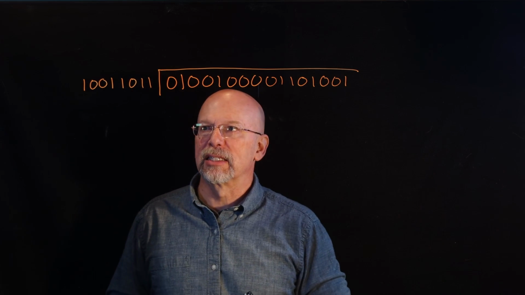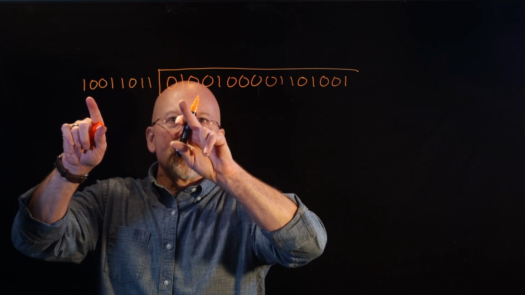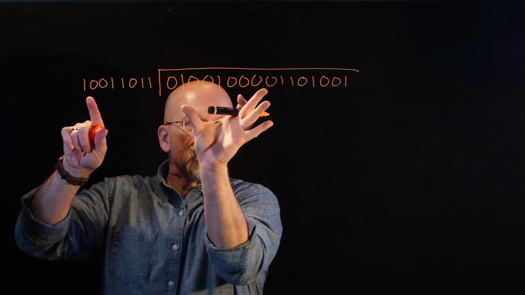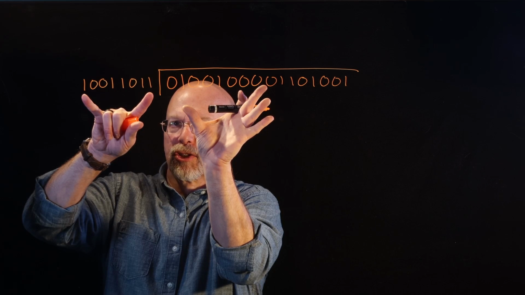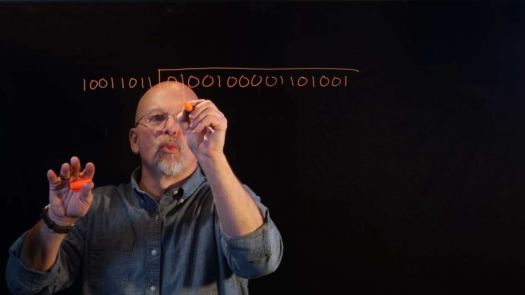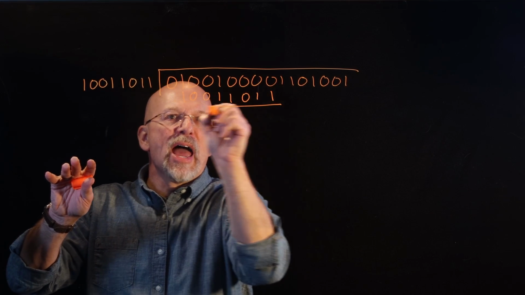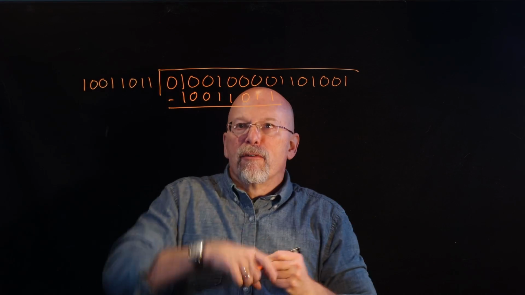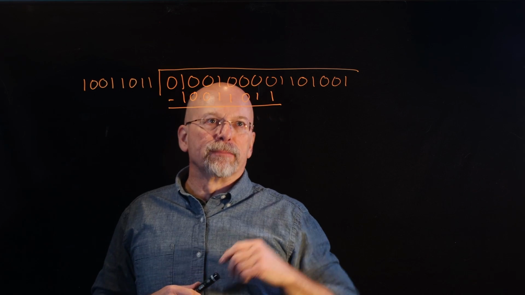We covered this in the CRC video. What we do is instead grab as many significant digits in our dividend as we have significant digits in our divisor and do a borrowless subtract. So I'm going to take this 1001 1011 and subtract it from those bits in the dividend.